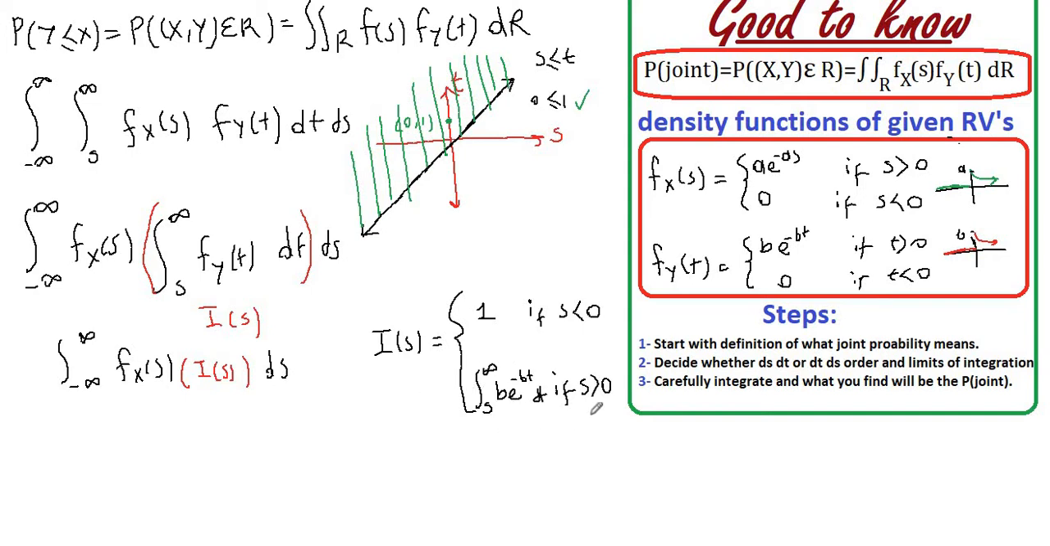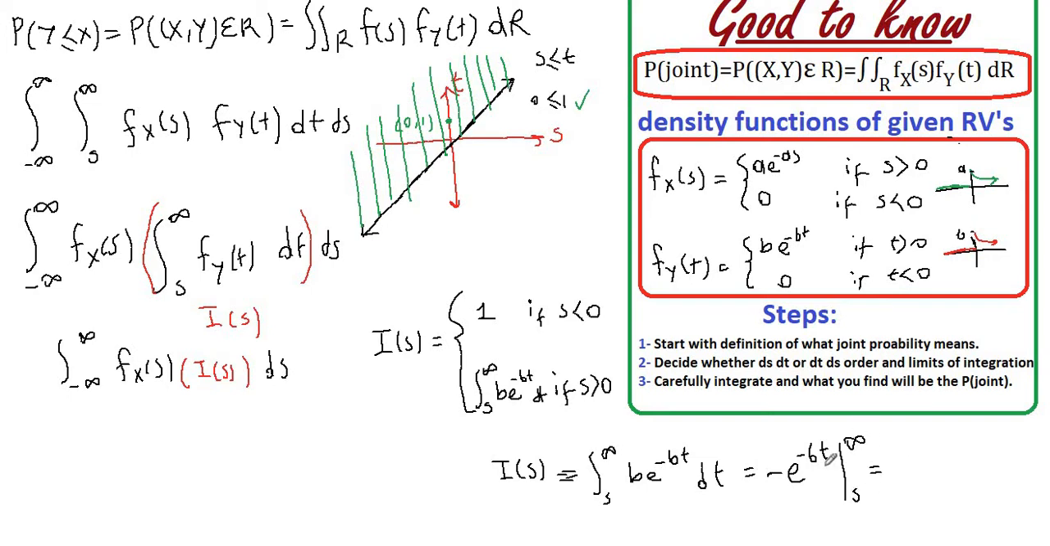Now we can integrate this. So integral from s to infinity, b e to the negative bt dt. Now we know how to integrate this. Antiderivative of e function will be negative 1 over b times b e to the negative bt, which will cancel out and make negative e to the negative bt from s to infinity.